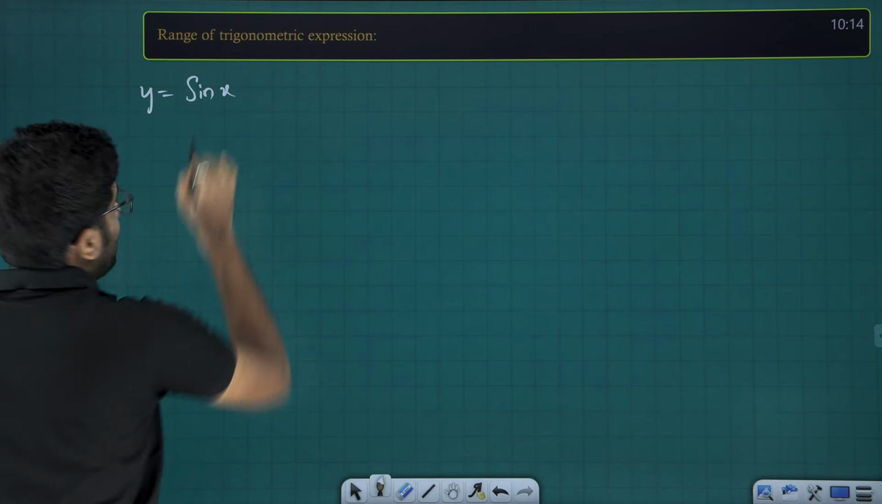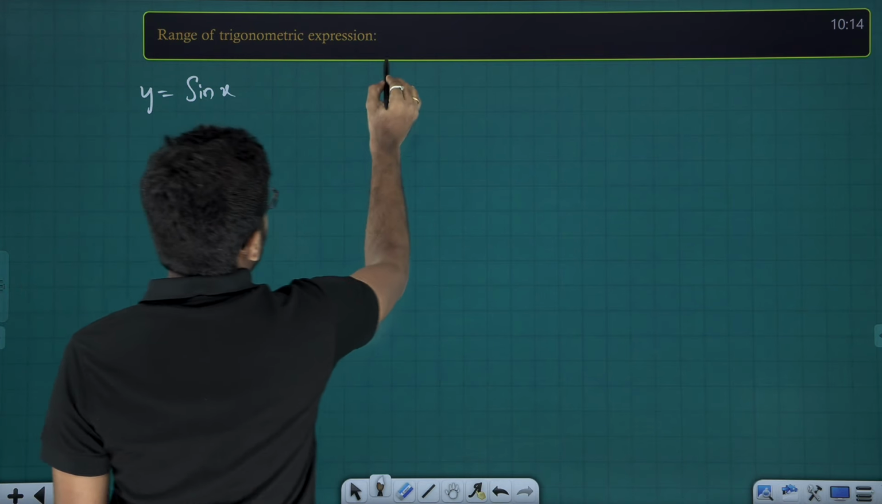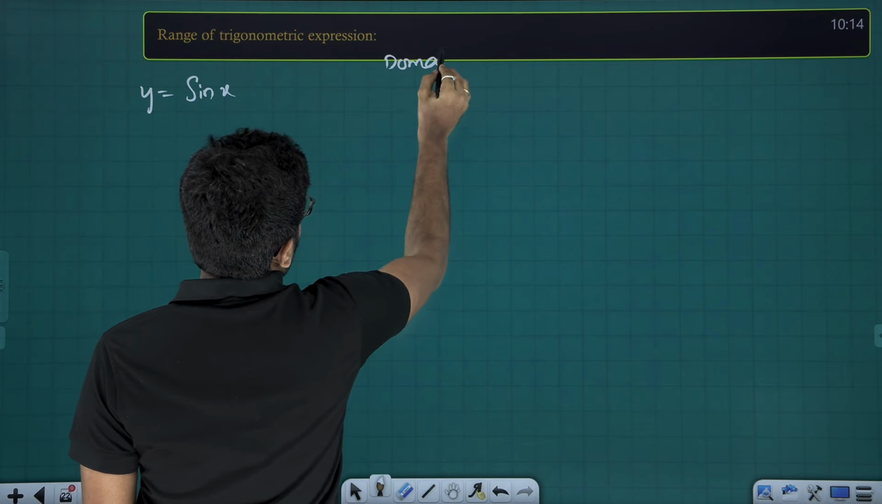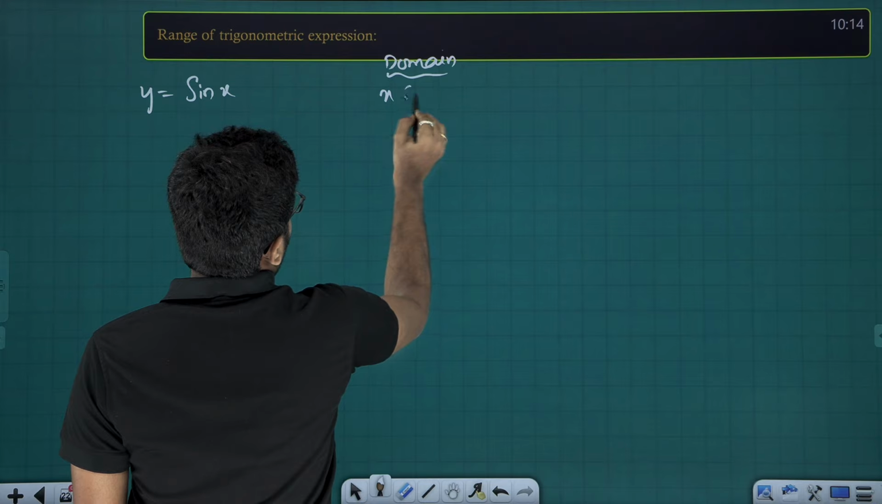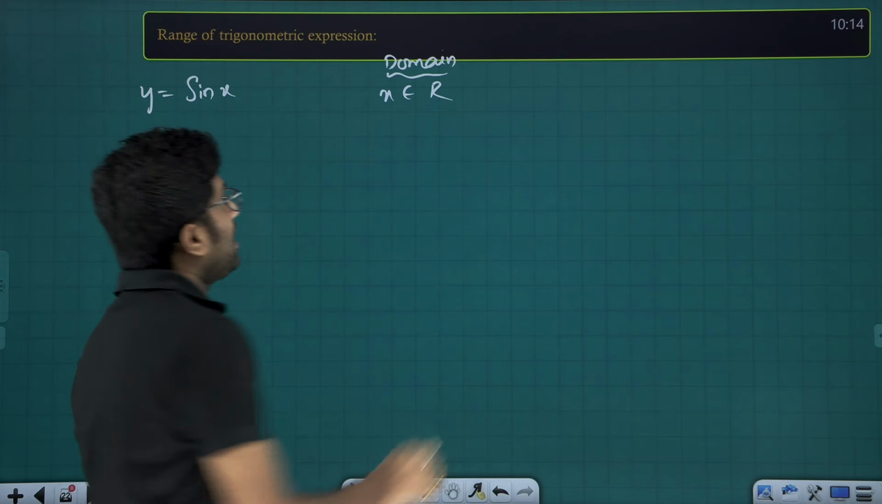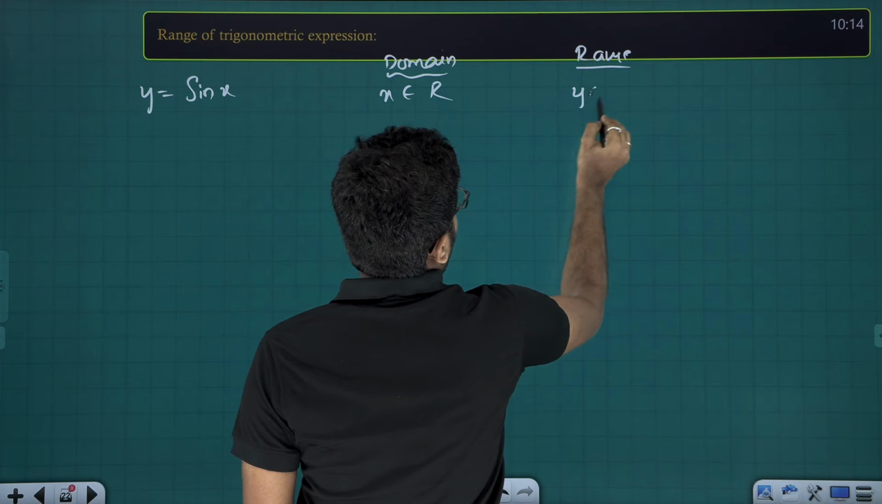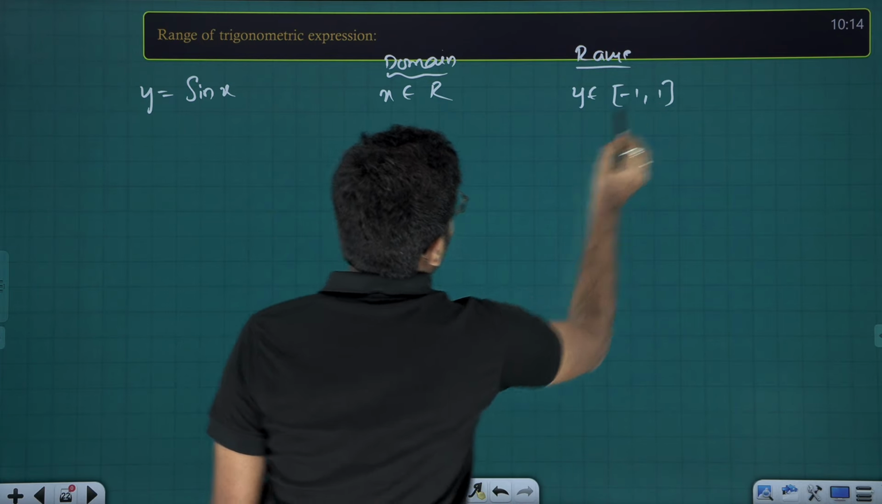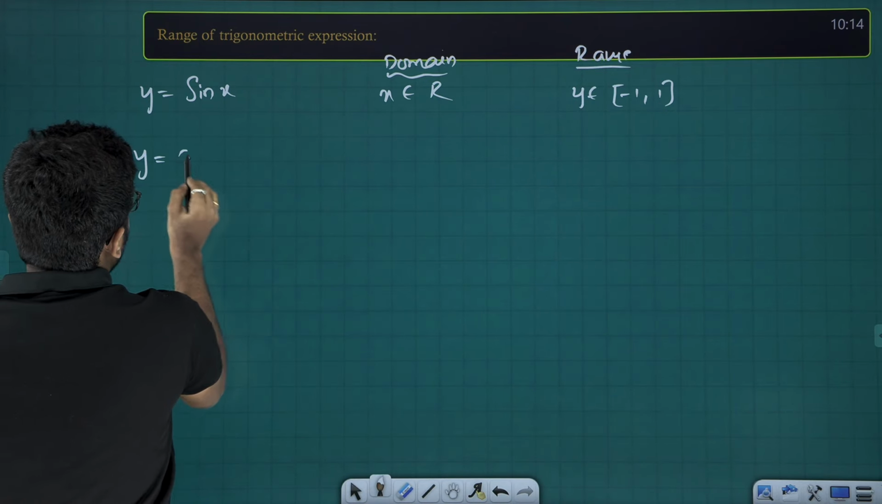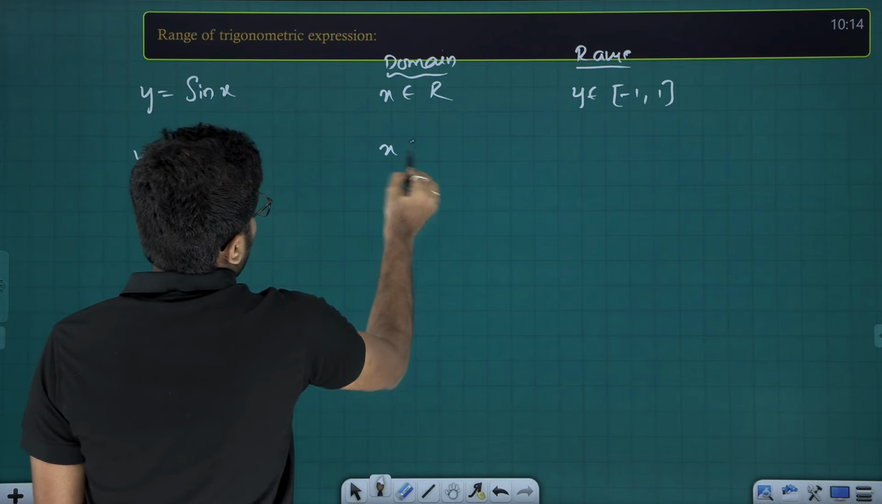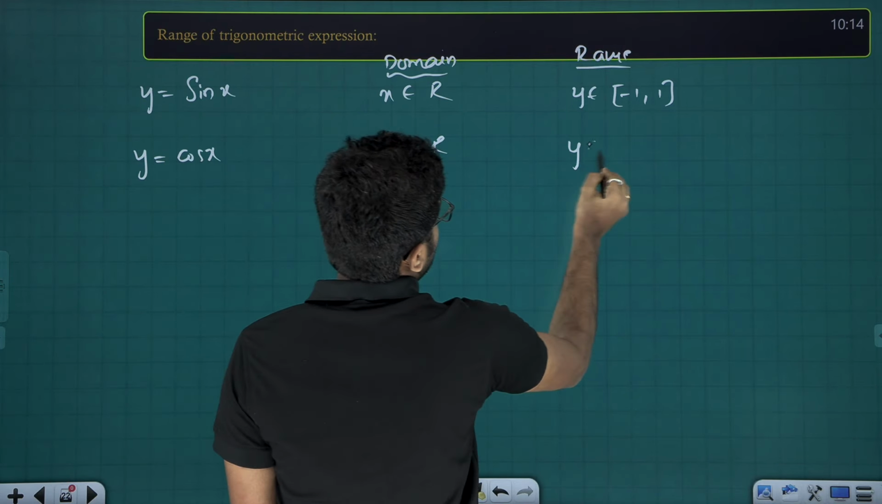y is equals to sin x. The domain for the sine function is x belongs to capital R, and the range is y belongs to closed interval minus 1 comma 1. Whereas for y is equals to cos x, the domain is the same, and the range is also the same.